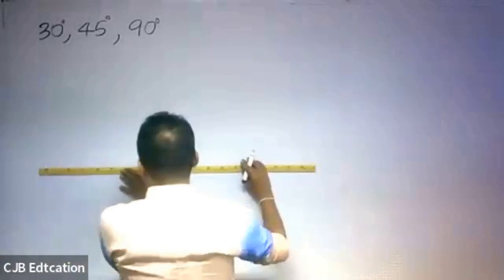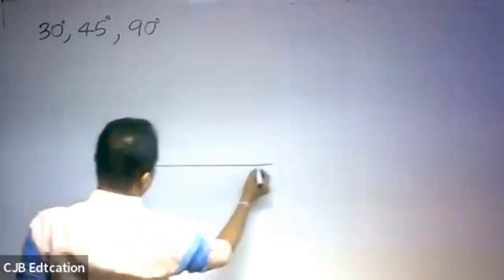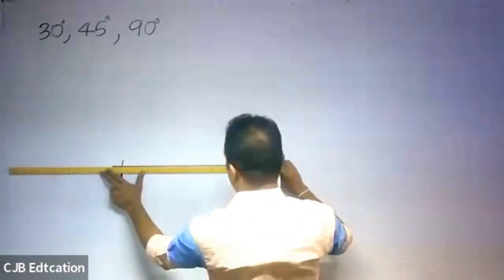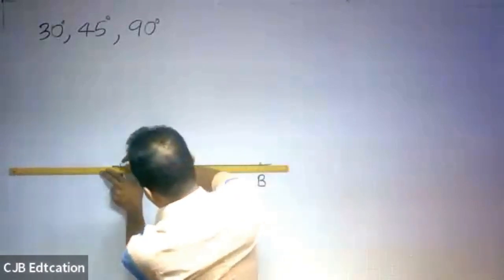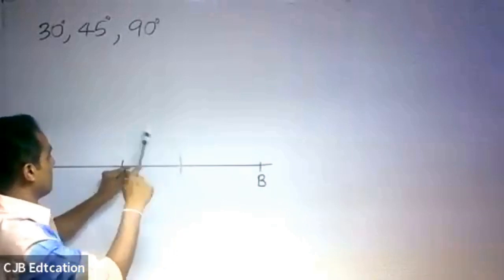Right, now we are going to learn about constructing a 45 degree angle. If we take this straight line, now we can produce this line to construct a 90 degree angle and the 45 degree angle, and we can construct this 90 degree angle on the point A.